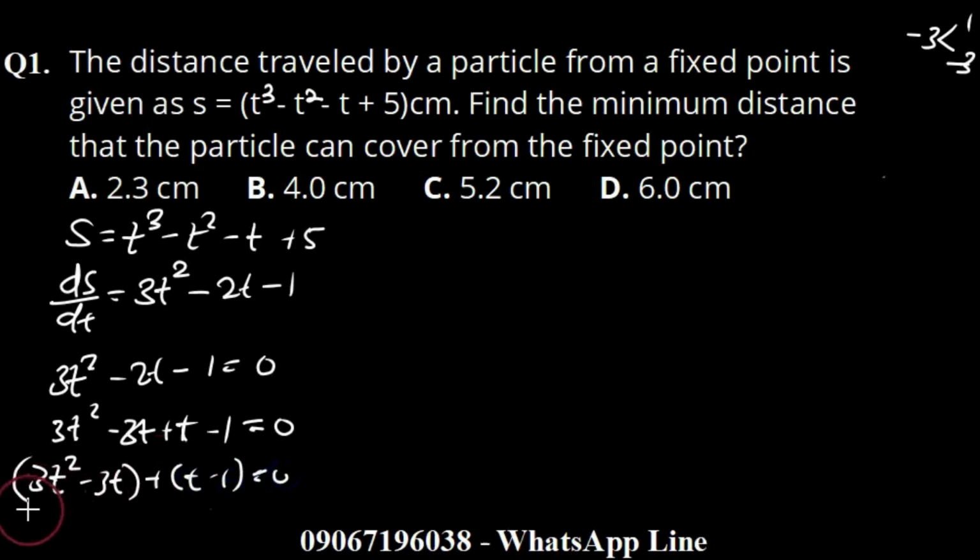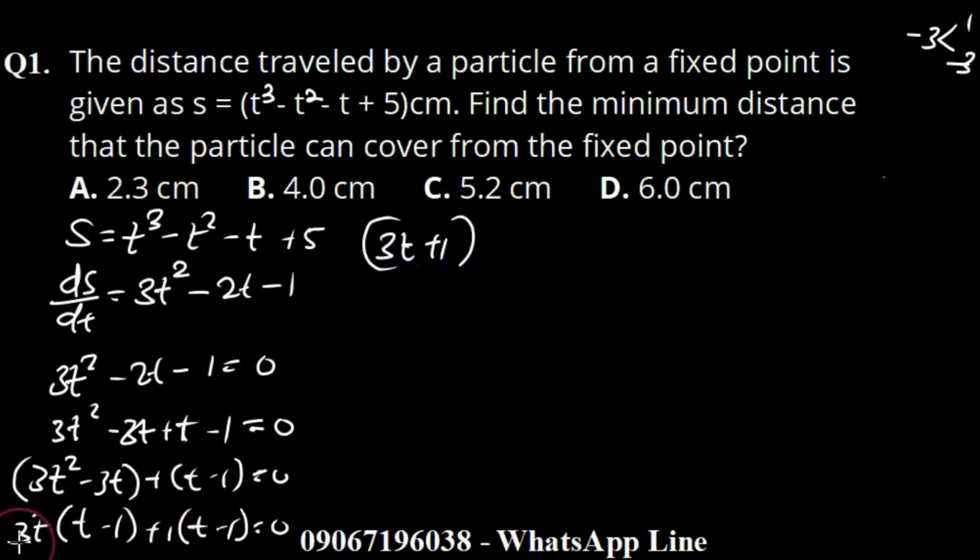Now factorize this. What is common in the first two terms is 3t, and it becomes 3t times t minus 1, plus an invisible 1 times t minus 1, equal to 0. So taking this up, we get 3t plus 1 as one factor, and the other bracket is t minus 1, and it is equal to 0.